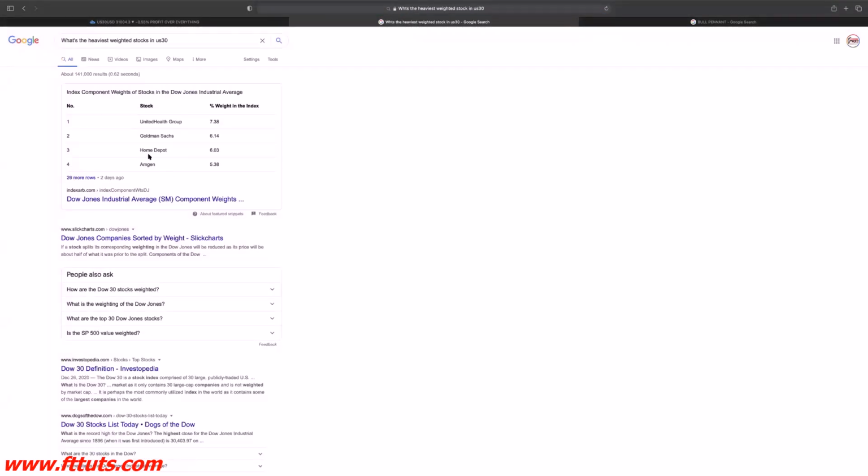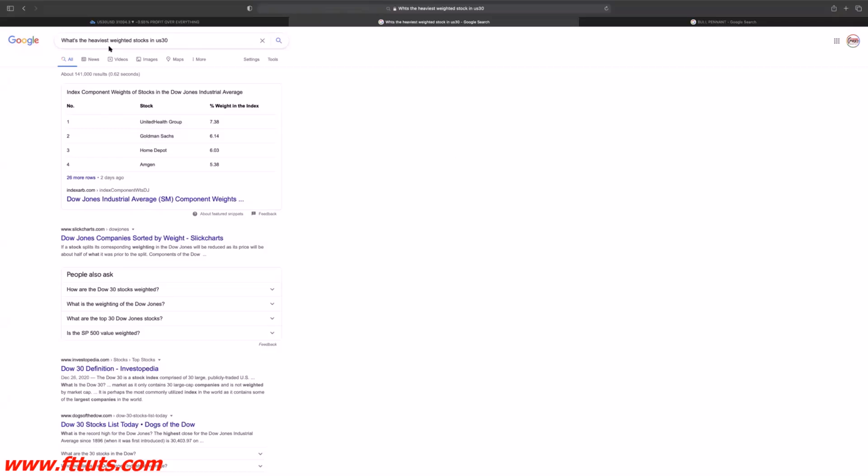If I'm not wrong, yes, United Health, right? So check this out. United Health is 7.38% of US 30. Goldman Sachs is 6.4. So these are the top four that will make a change in US 30. Okay, so you can look it up.